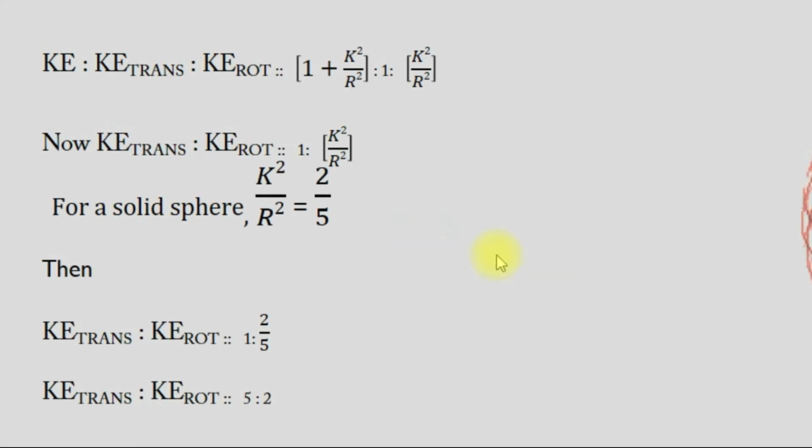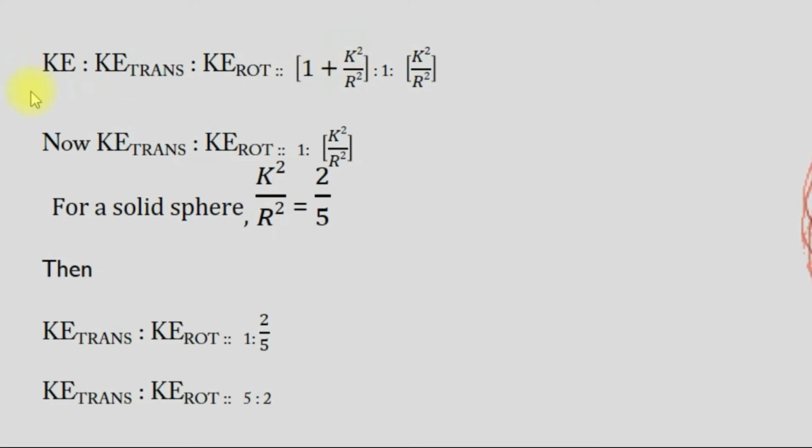Here we need to find its ratio. So we can cancel the terms which are common: half m v squared cm, they are common. So we can cancel them. Hence we have total kinetic energy is to translational kinetic energy is to rotational kinetic energy as 1 plus k squared by r squared is to 1 is to k squared by r squared.